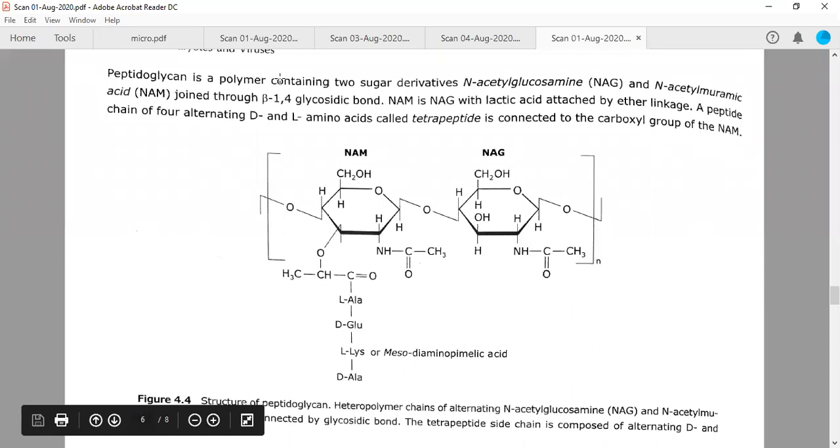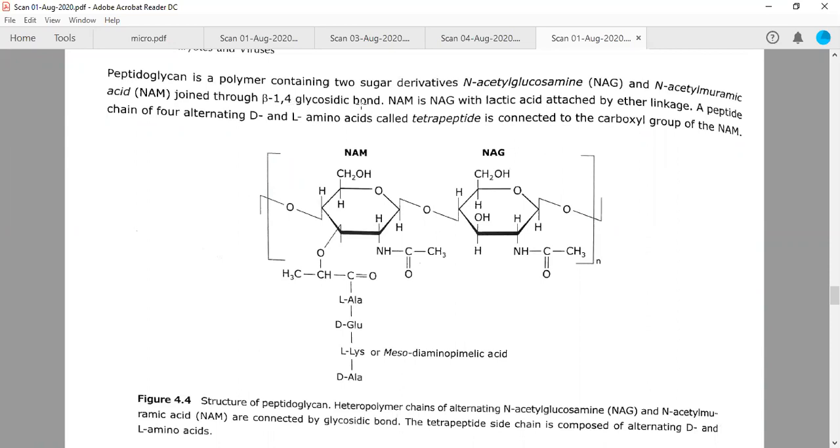Peptidoglycan is a polymer containing two sugar derivatives. One is NAG and the second is NAM, which is important. So NAM will come first when we are talking in this way, beta 1,4 glycosidic bond. If you put NAG first, then you will say beta 4,1 glycosidic bond because it will be in reverse order. So keep in mind how you are asked. If you have NAM first, then this is beta 1,4. If you have NAG first, then it is beta 4,1. Okay, so keep this in mind.